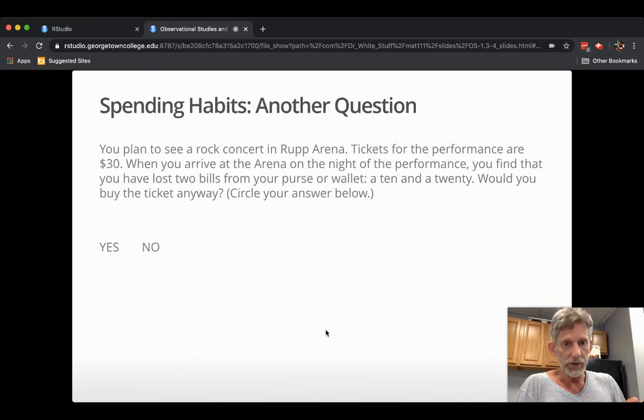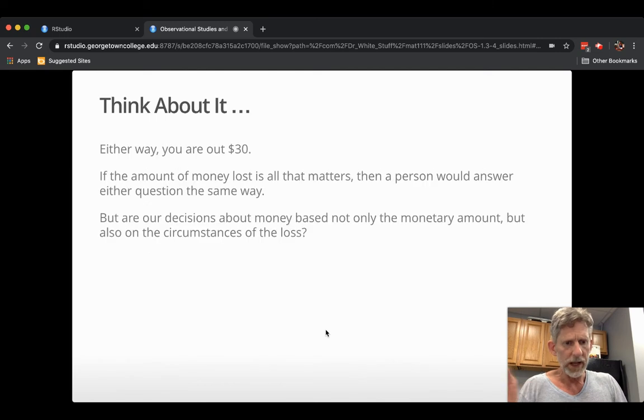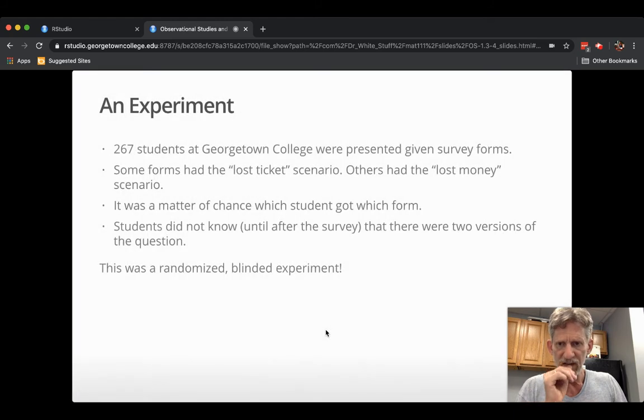And other forms had the lost money scenario question on them. This second form that you see here. About half of each. And it was a matter of chance which student got which form. And the students did not know until after the survey that there were two versions of the question.